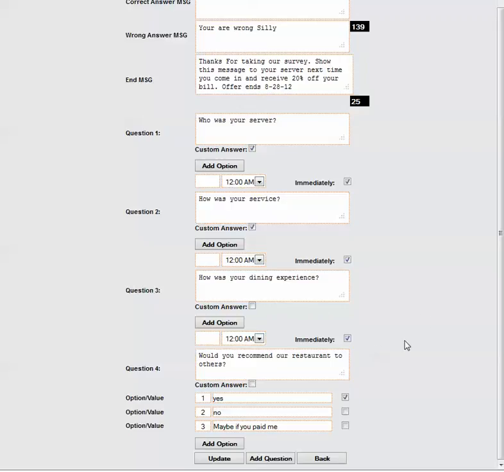The fourth question, I wanted to bring this one out because I think it's important to show how the option values work. You do want to send it immediately. Would you recommend our restaurant to others? One would be yes, two would be no, three would be maybe if you paid me, something like that. The correct answer would be option one, okay? And then you can add on another question if you wanted to, and that is it.